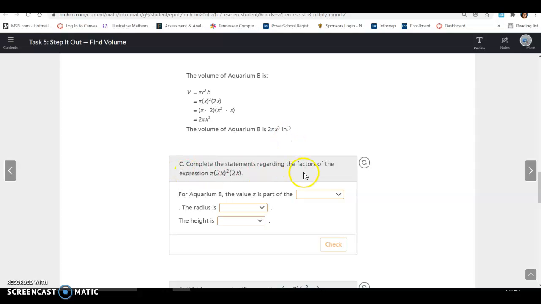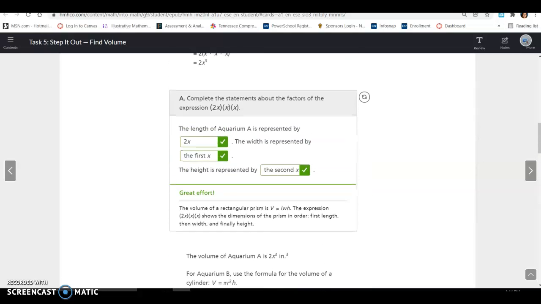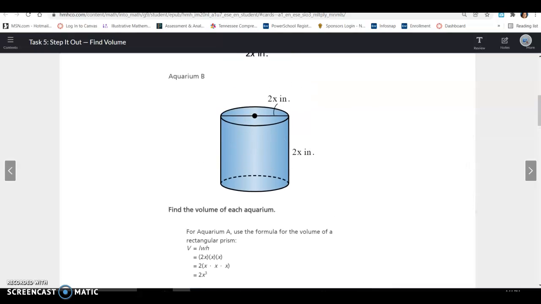Complete the statements regarding the factors of the expression pi, 2x squared, and 2x. All right, so for aquarium B, the value of pi is part of the formula. The radius should be half of, maybe it's the whole thing.